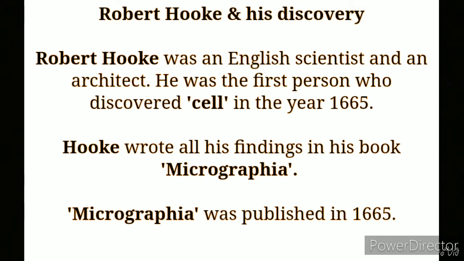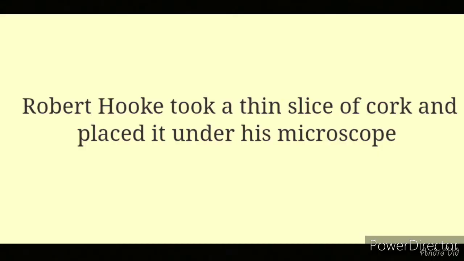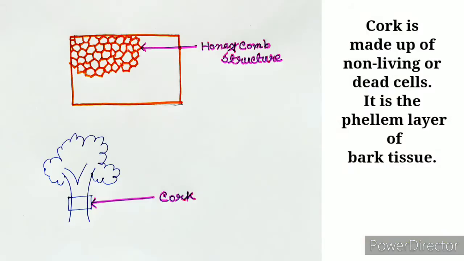Microscopy is the technique in which microscope is used to observe minute objects or the tiny specimen and even cells. Robert Hooke took a thin slice of cork and placed it under his microscope. I know a question must arise in your mind right now, and that is, what is cork? Cork is a tough and light brown substance that is obtained from the outer layer of the bark of a tree. Cork is the phellem layer of bark tissue and made up of non-living or dead cells.